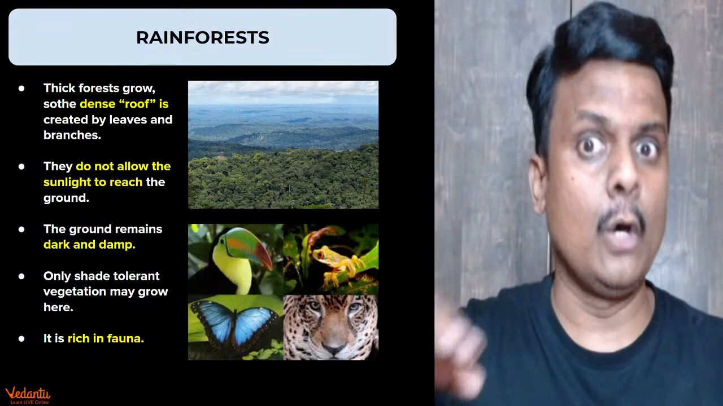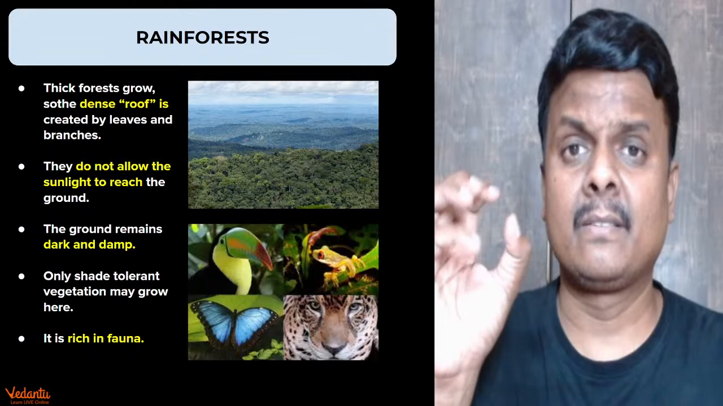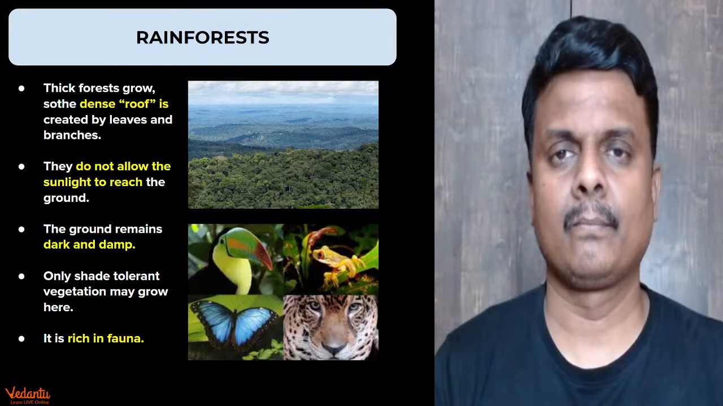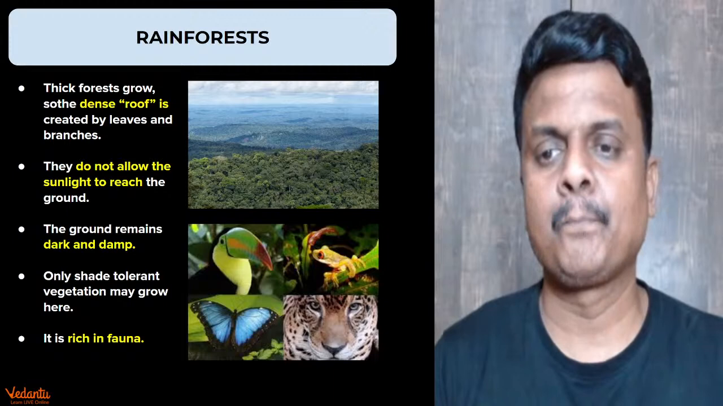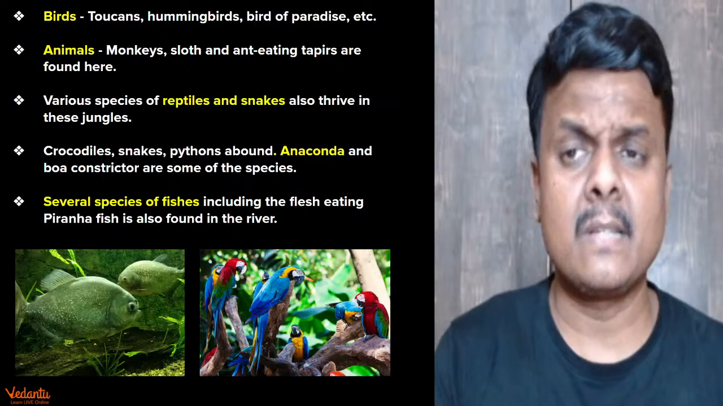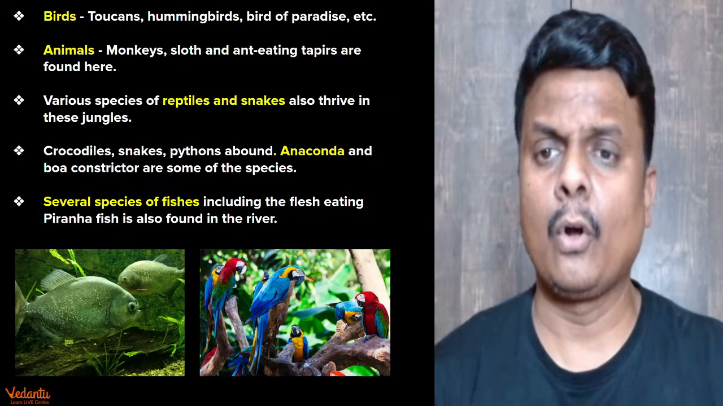The Amazon rainforest is known for its dense roof where sunlight cannot peep in. So the vegetation that grows inside has to live with shade, and those are the types of vegetation which will grow there. The ground generally will be dark and damp. Different types of plants and animals are there: toucans, hummingbirds, birds of paradise, monkeys, sloths, ant-eating tapirs. Reptiles like crocodiles, snakes, pythons, anacondas, boa constrictors, etc.